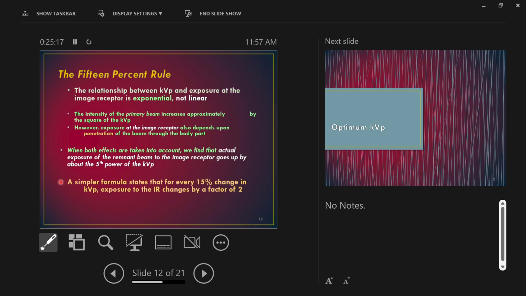That's why we do it on the calculator, 60 times 0.15. So 60 times 0.15 is 9, okay? So then you take 9 and you add it to 60, so 60 plus 9 equals 69. That would be the new kV setting, okay?